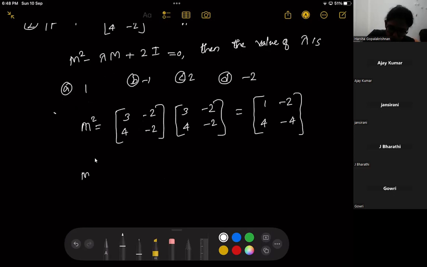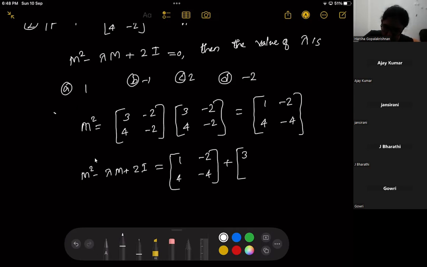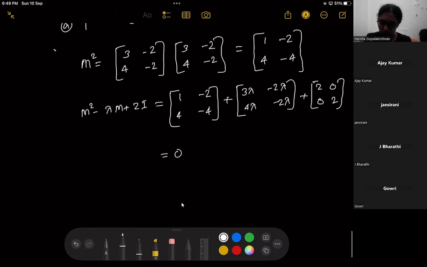So what will be M square minus lambda M plus 2I? Here M square is 1 minus 2, 4 minus 4 plus lambda M. Lambda M means multiplying lambda with each of the entries: 3 lambda minus 2 lambda, 4 lambda minus 2 lambda, plus 2I. 2I means 2 into the respective identity matrix 2, 0, 0, 2. What the question says is M square minus lambda M plus 2I equal to 0, so we should equate this side to 0.